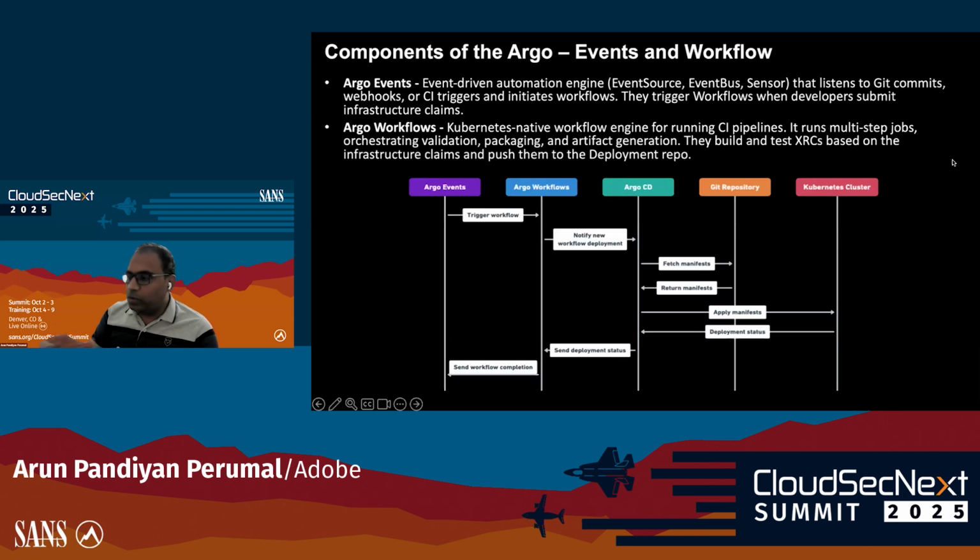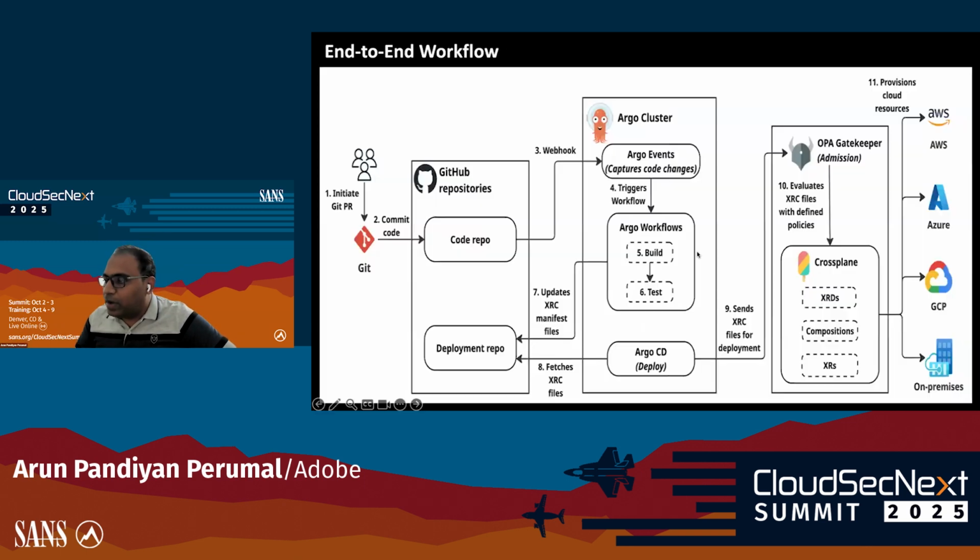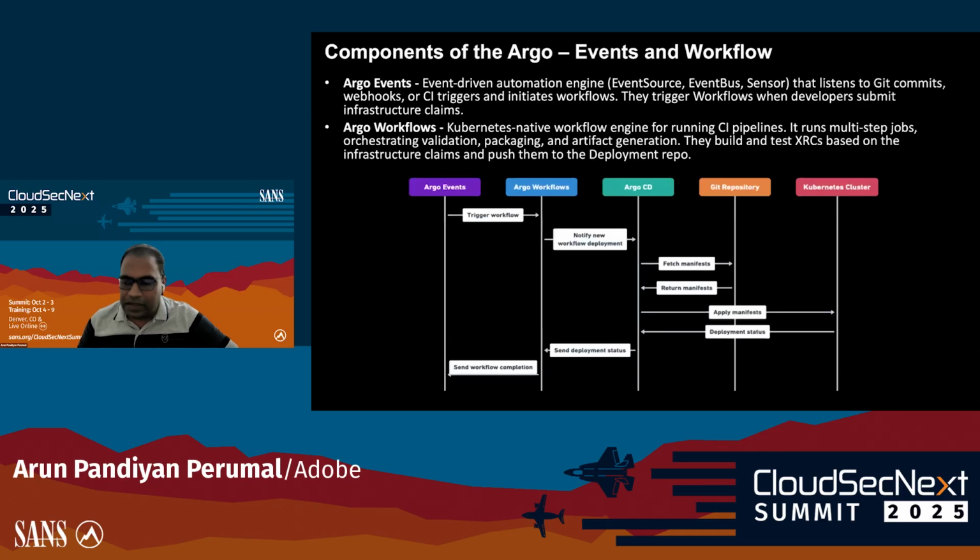So we need to talk about these components of Argo. I talked about the Argo cluster, where we have Argo Events and then Argo Workflows. Argo Events is an event-driven automation engine. It contains the event source, event bus, and sensor. It listens for signals like Git commits, webhooks, or CI triggers. Once it detects an event, for example a developer commits code onto the code repo, it triggers a workflow on Argo Workflows, or even on GitHub Actions, or Jenkins. That initiates the build process.